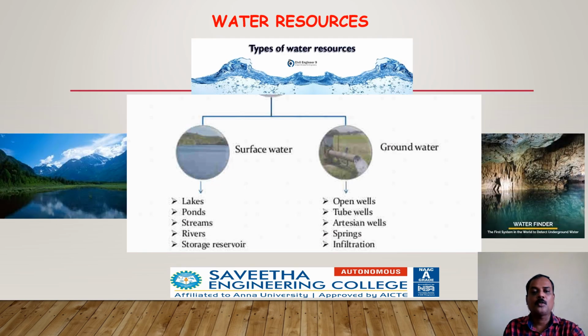Depending upon the sources of water, water is classified into two types: surface water and groundwater. Surface water comes directly from precipitation, whereas underground water is available deep in the ground or is due to percolation of surface water.